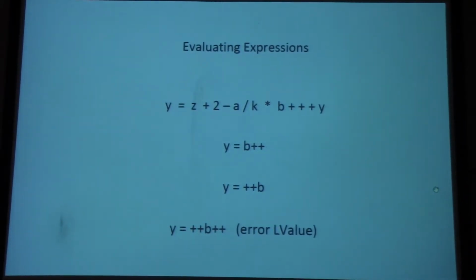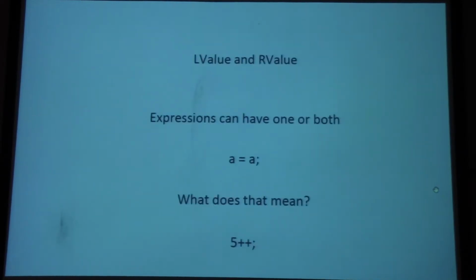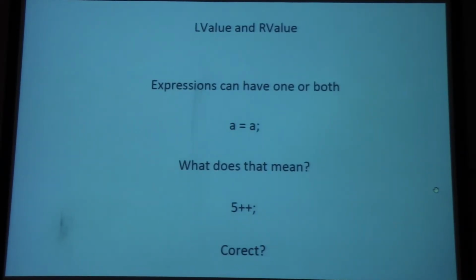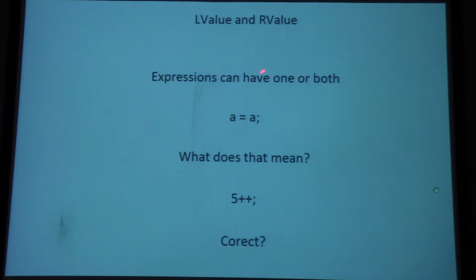All right. So L value and R value. Expressions can have one or both values. For example, A is assigned A. Now, a lot of us probably wouldn't write this line of code because it looks a little bit useless. Why would I want to assign A a value of A? But I put it there not because it's useful, but to distinguish the fact that not only can A have an L value, it also has an R value.